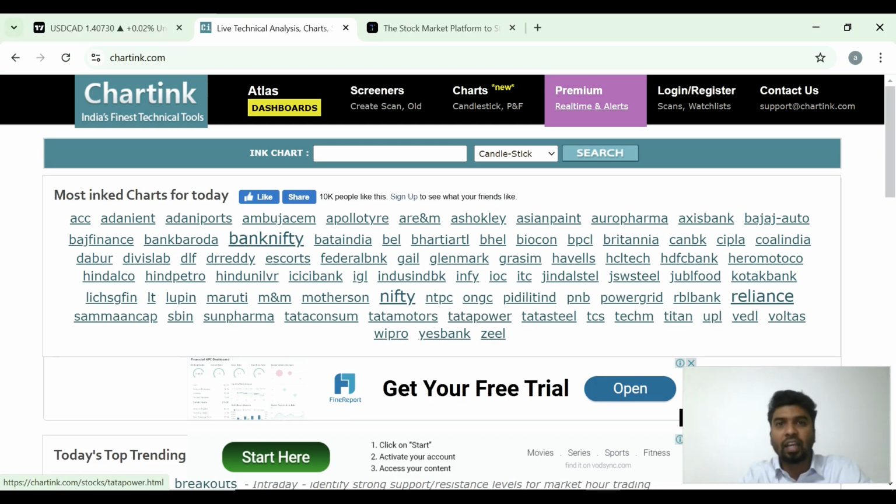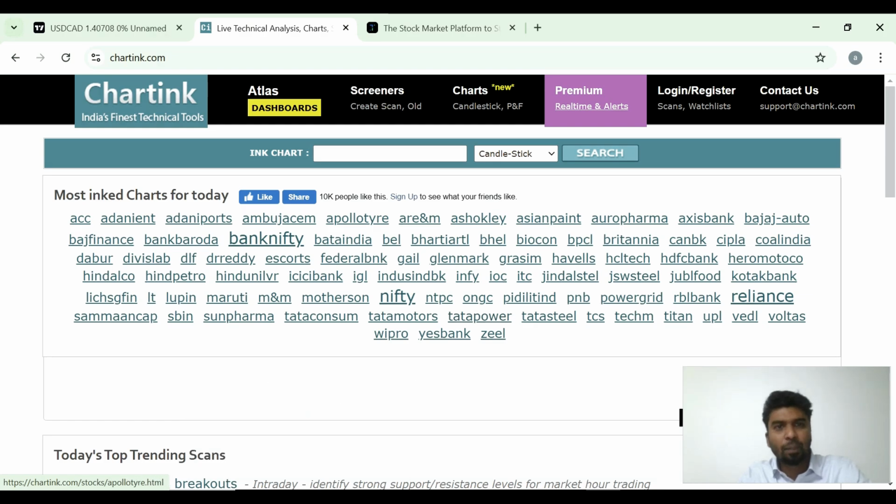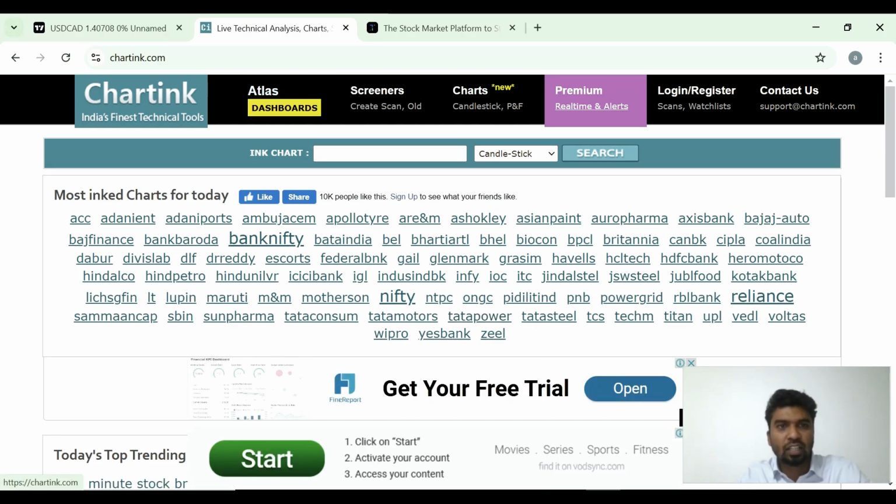So for intraday, the main question is from where we will get the best intraday stocks, and how we will find them. To solve that question, I have three apps to find the best intraday stocks. The first one is Chartink. Maybe some of you know that Chartink is a screener which will screen the best momentum stocks for today.